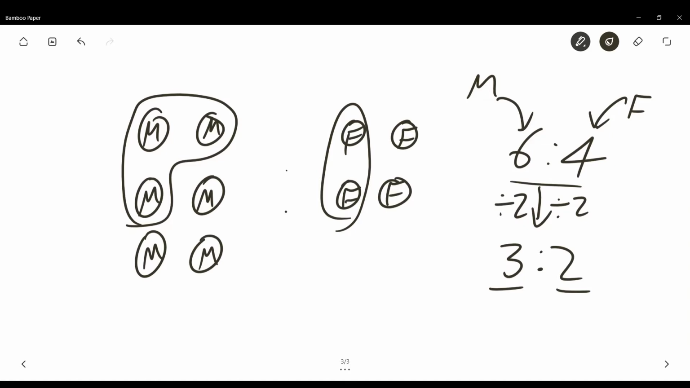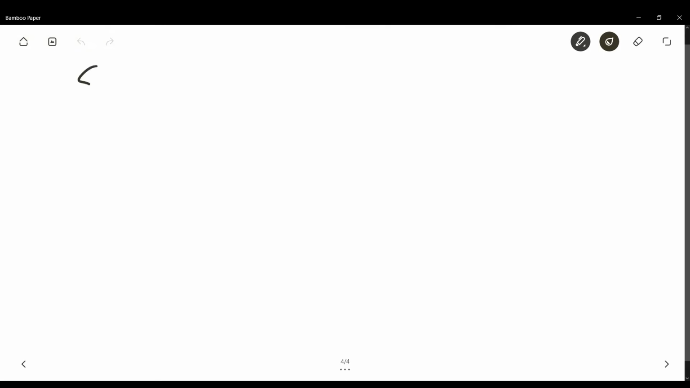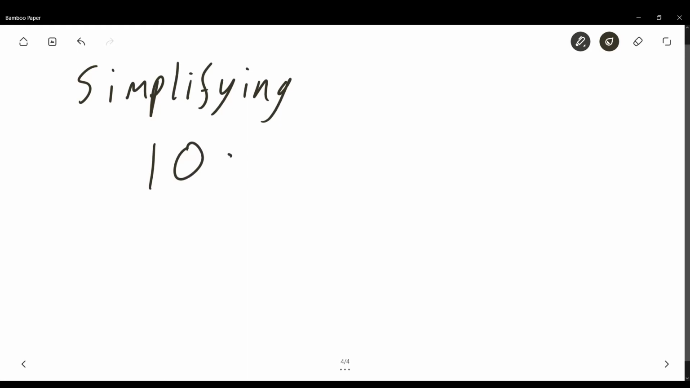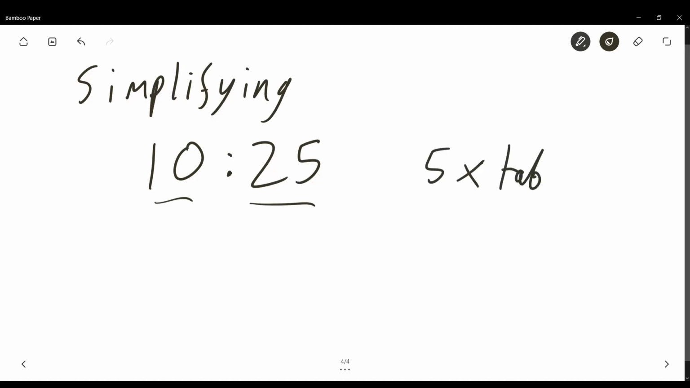So simplifying a ratio, we just recognise what times tables they're in. So if we were given the ratio 10 to 25, you guys can probably recognise, have a think for a second, that yes, they are in the 5 times table. So if we were to divide all of this by 5, we would get 2 to 5.